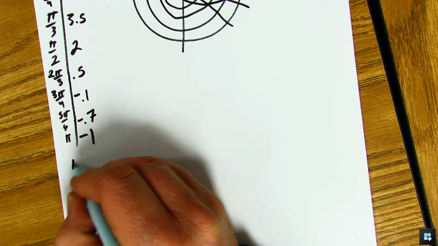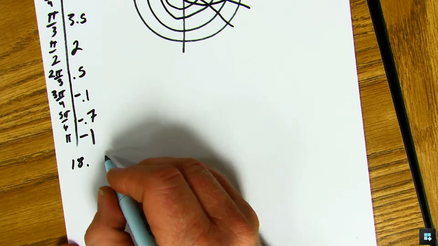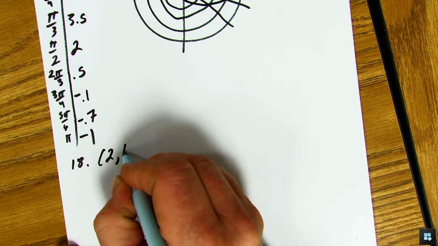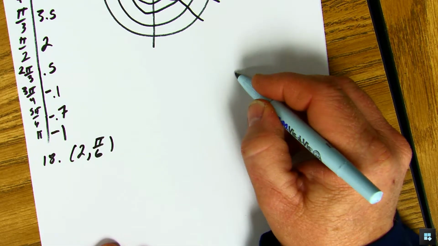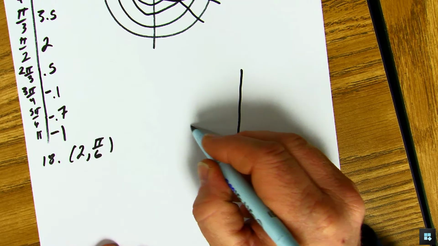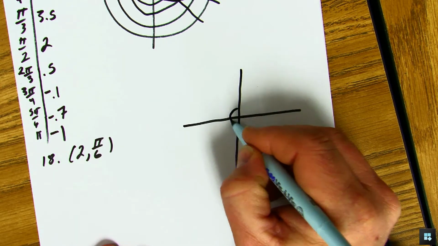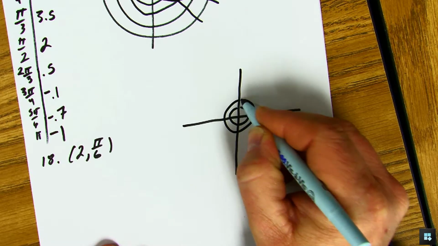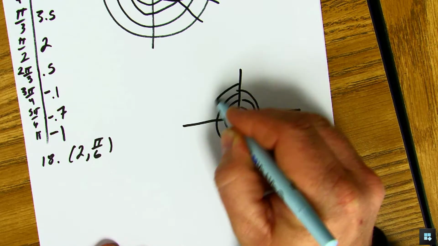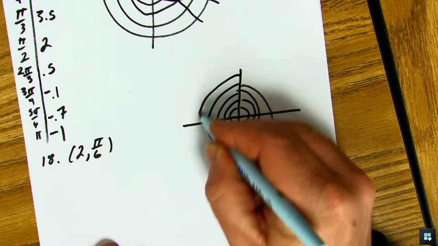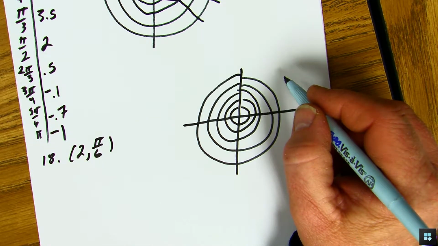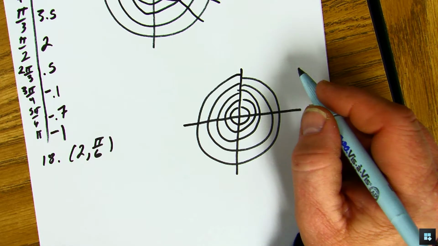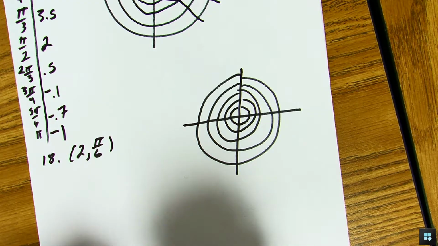Alright, so 18 says (2, pi over 6). We're supposed to graph these. So I'm going to go ahead and put our polar graph up right here. There's my one circle, 2, 3, 4, 5. Is anything above 5? Nope, so we should be good there. Alright, so I graph them.